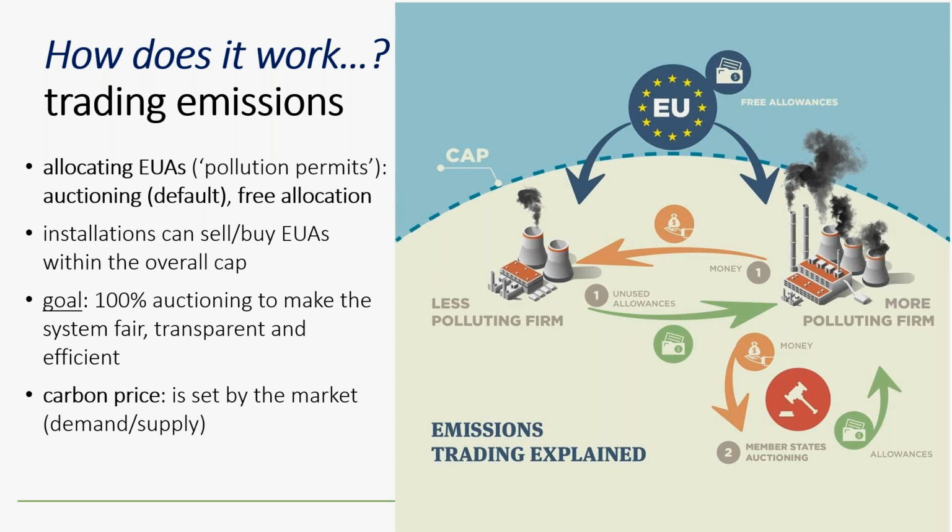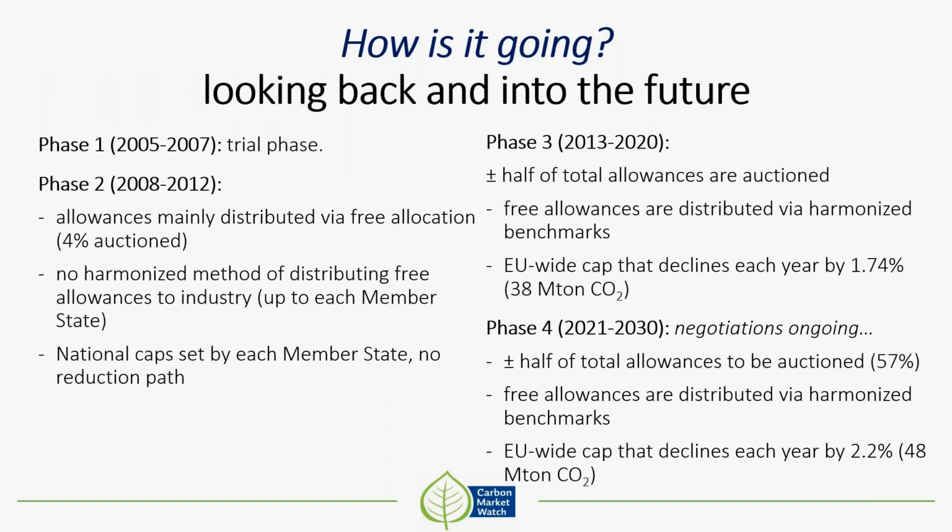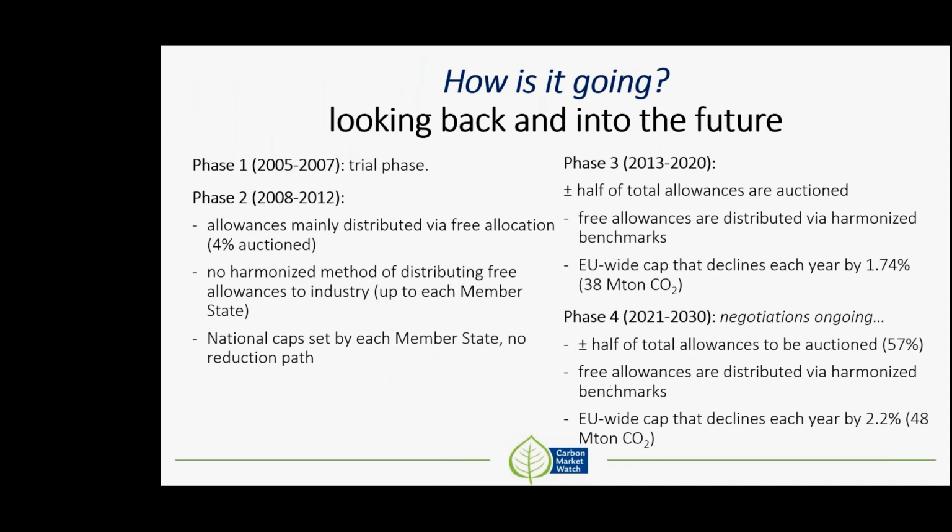Well, this is combined, free allocation and auctioning. So first they sell a certain amount, and then they give some free allowances to everyone. But maybe the next slide makes it a bit more clear, because it's evolved over time. So the question, how is it going?